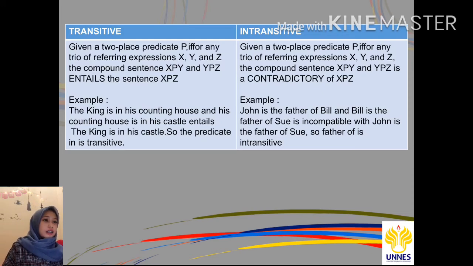And intransitive gives a two-place predicate. You can see in the slide it is a formula about contradictory of X, Y, Z. Example: John is the father of Bill, and Bill is the father of Sue is incompatible with John is the father of Sue. So father of is intransitive.